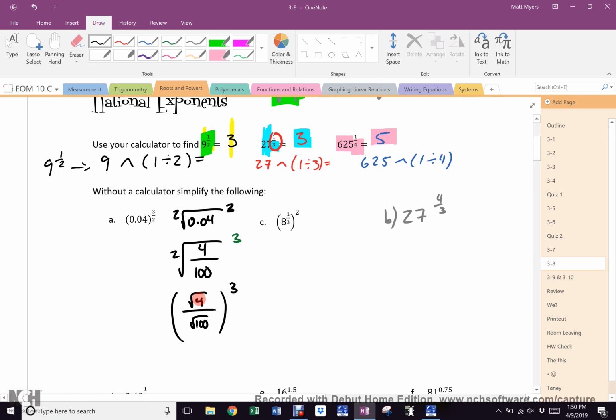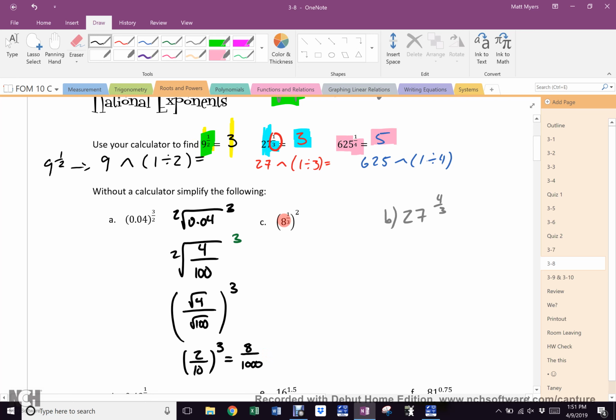What is the square root of 4? What is the square root of 100? 10. And all of that is cubed. If there's a power out here and there's brackets, where does that power go? To both of the numbers to give us 8 over what? 1,000. Does everybody see how easy it is? It comes from one new piece of knowledge. And then the rest is just, oh, I get it.